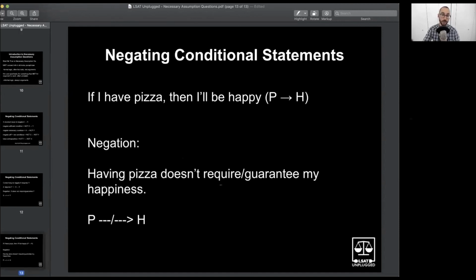Now I've got an example here about this. If I have pizza, then I'll be happy. P requires H. Negating that, again, we're negating the conditional nature of that relationship. We're negating the arrow itself as a way to negate the entire idea or the entire sentence. So again, slash through the arrow, that's how you'd go about it.